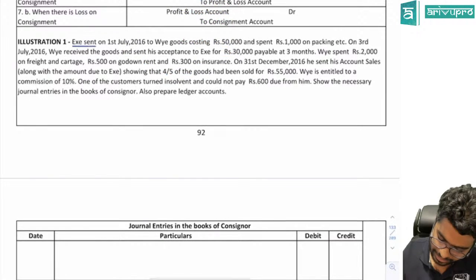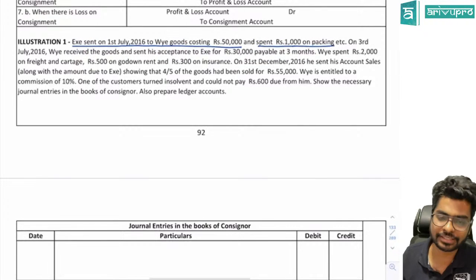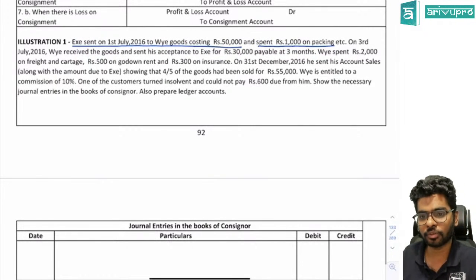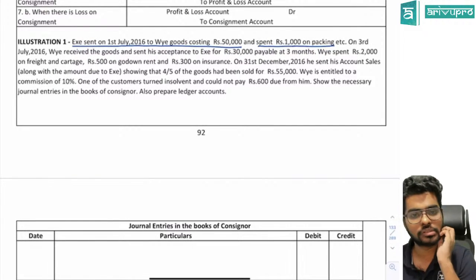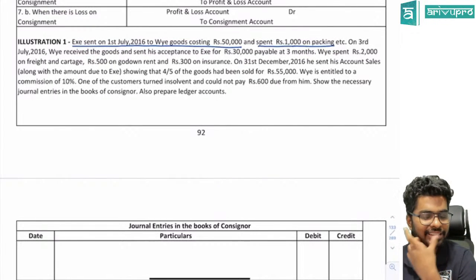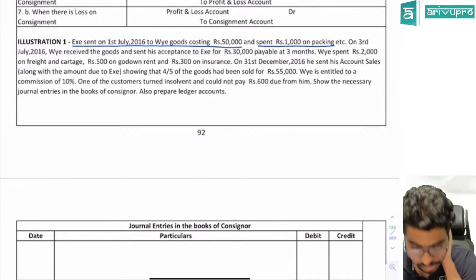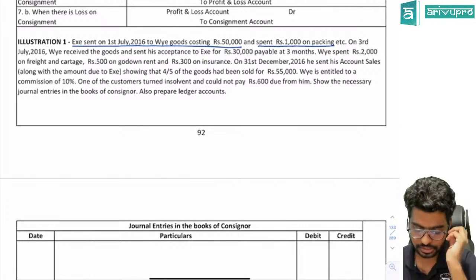First one, X sent goods on 1st July to Y costing 50,000 and spent 1,000 on packaging, etc. Who's spending money on packaging? First question, who's spending money on packaging? Is it the consignor or the consignee? It's the consignor, which is Mr. X.